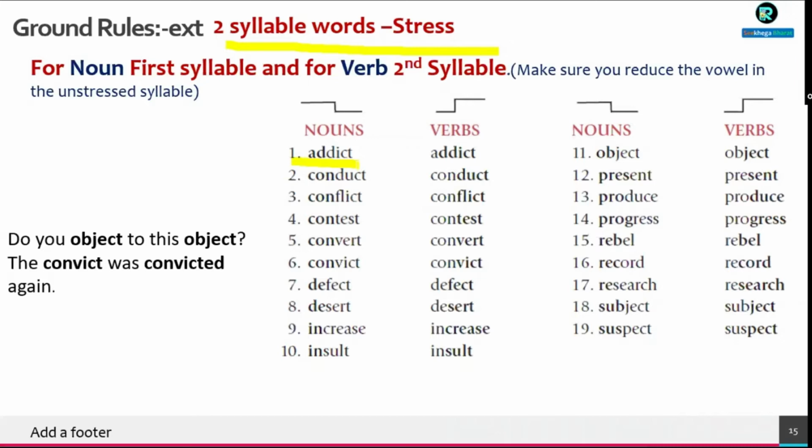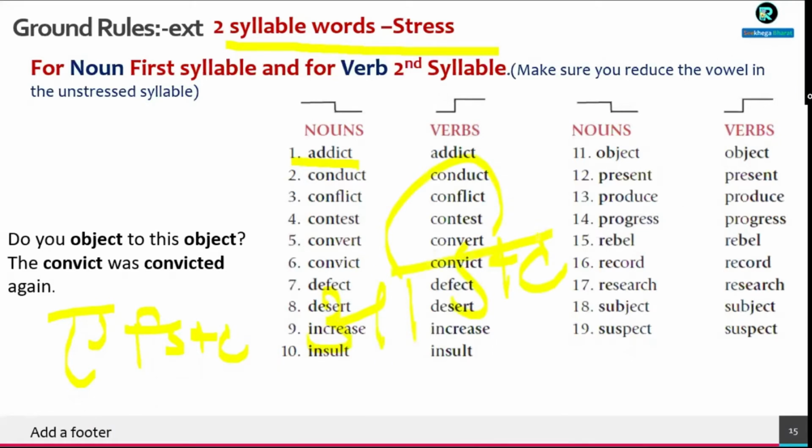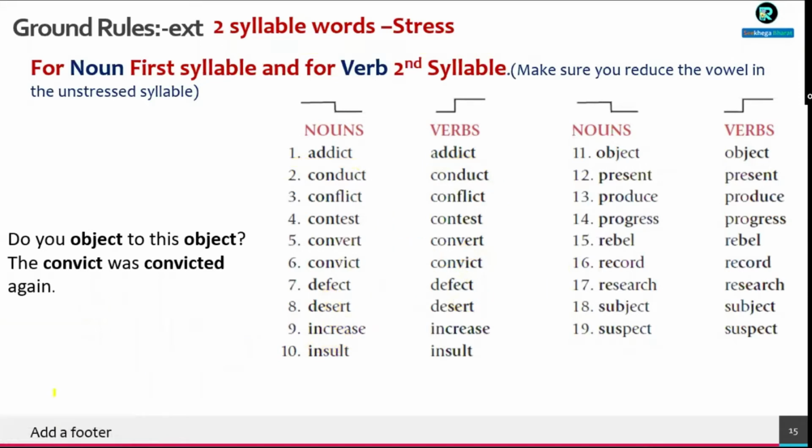Addict, addict. So here you said rightly, it's a and dict, small dict. And here it's a and dict, dict is bigger. Addict, addict. Very good. Good. Okay.